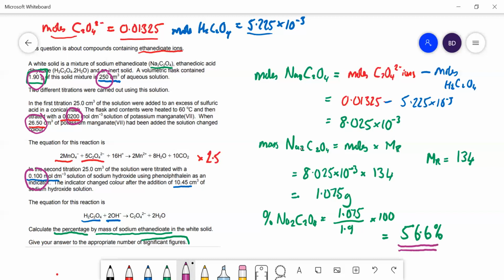That was about the hardest titration question they've asked ever, I think. About 2017, it was 8 marks going for that. So a pretty massive question.